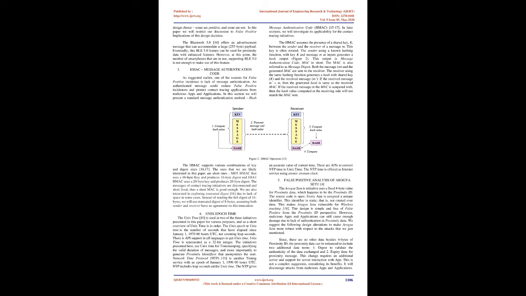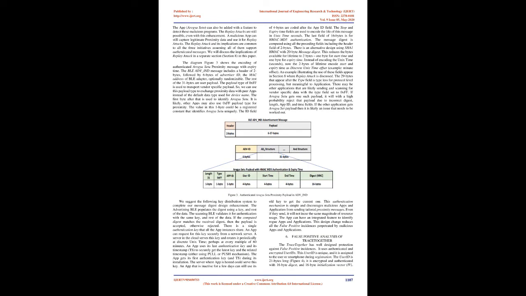4. Unix epoch time. The Unix time 10 is used in 2 of the 3 initiatives presented in this paper for various purposes, and so a short overview of Unix time is in order. The Unix epoch or Unix time is the number of seconds that have elapsed since January 1, 1970, 00 hours UTC, not counting leap seconds. There is API support in all languages to get Unix time. Unix time is represented as a 32-bit integer.